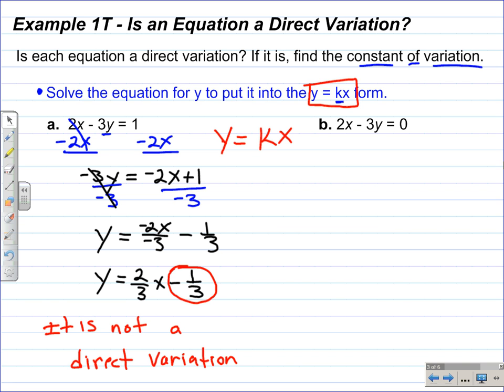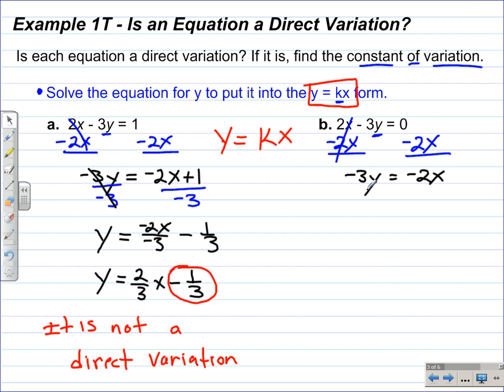So we're first going to identify what we want to solve for. We want to solve for y. So to do that, we subtract 2x from both sides. The 2x's on the left become 0. They cancel, leaving negative 3y on the left. And on the right, we have negative 2x.